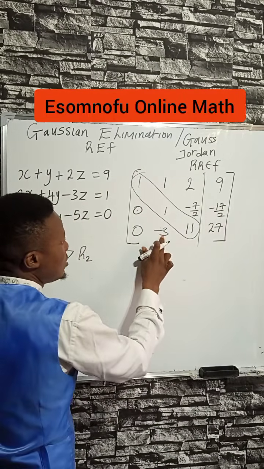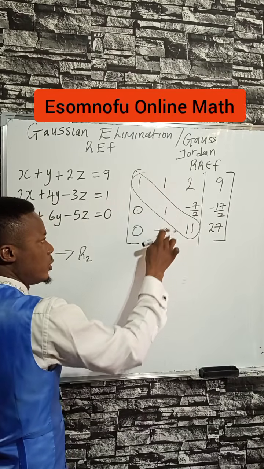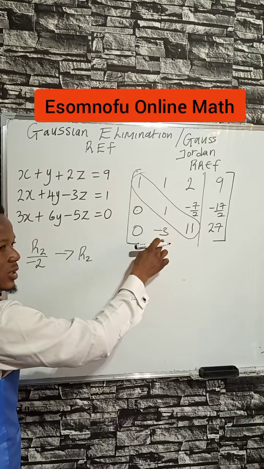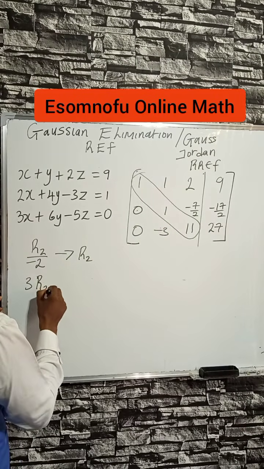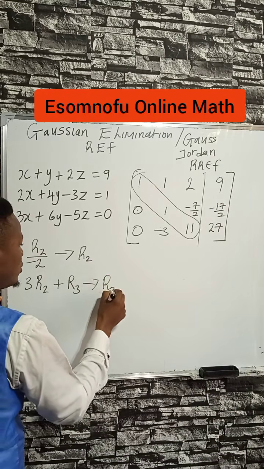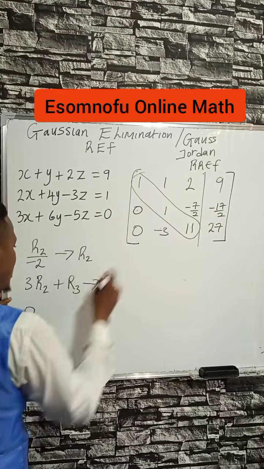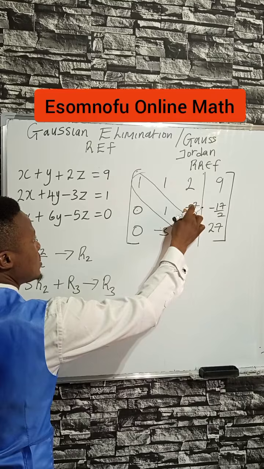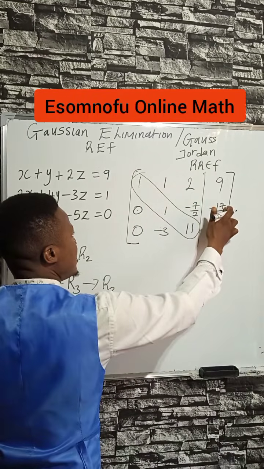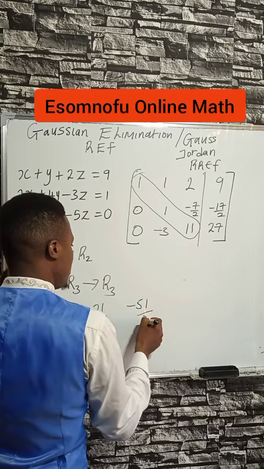Then we need here to be 0. To make this 0, I can say 3 row 2 plus row 3 makes this go, because 3 times 1 is 3 and 3 minus 3 is 0. So 3 row 2 plus row 3 will give us our new row 3. So 3 times 0 is 0, 3 times 1 is 3, 3 times minus 7 is minus 21 over 2, and 3 times minus 17 will give us minus 51 over 2.